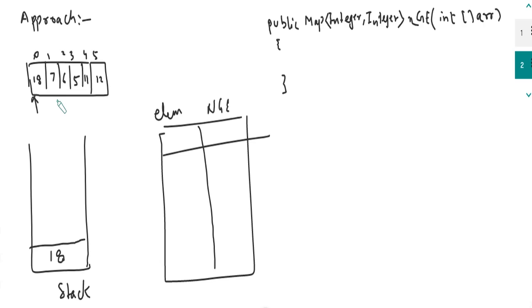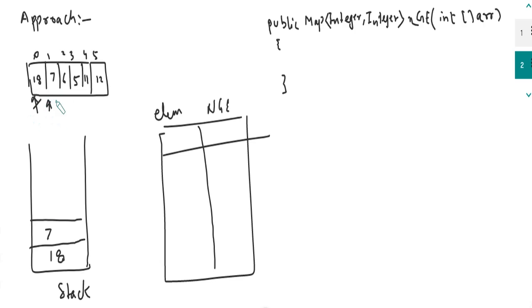The words quite sound confusing, so let's see the approach directly. We can see here this element is less than the top of the stack, so we have to push it into the stack. Why are we pushing it? Because, as we will see, 18 does not have any next greater element here. That's what we are pushing into the stack.